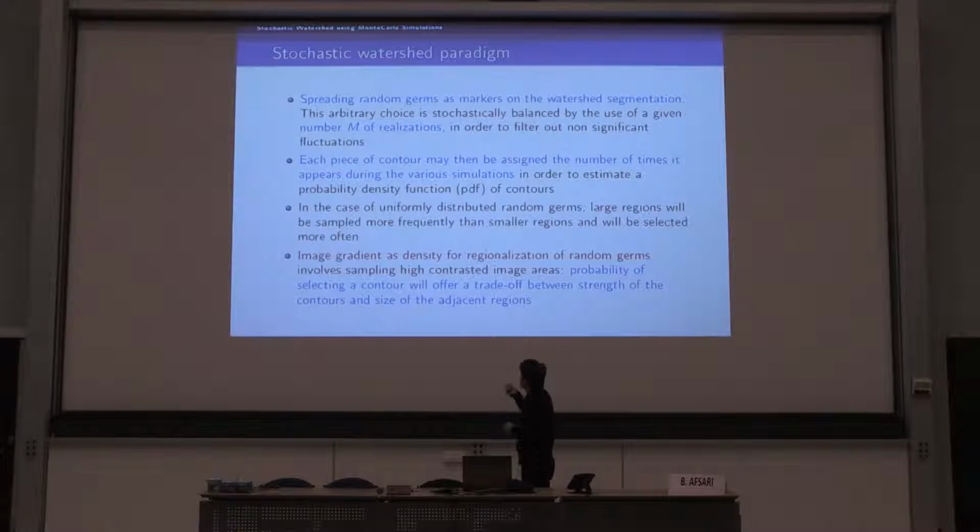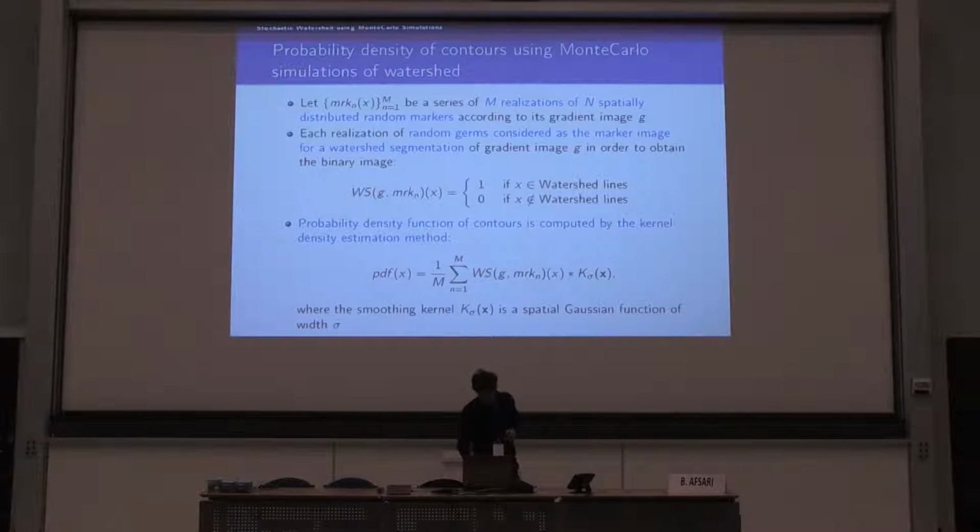And the key point is how to simulate the random markers. You can take uniform markers, but in practice, it's more interesting to consider random markers which follow a density which is related to the gradient of the image. So this is more or less the procedure, and more formally, how that will work. Given an image, when your color gradient has been computed, you will simulate a certain number of realizations of random markers following the density related to the gradient.